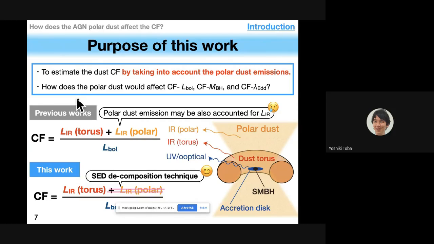Again, in previous works, infrared luminosity may be contributed by polar dust emission, meaning that the derived covering factor may have large uncertainty. But in this work, we extract infrared emission purely from the dust torus by using the SED decomposition technique, which enabled us to estimate a more reliable covering factor, I guess. By using this sort of precise covering factor, we will revisit the relation between covering factor and AGN bolometric luminosity, black hole mass, and Eddington ratio.